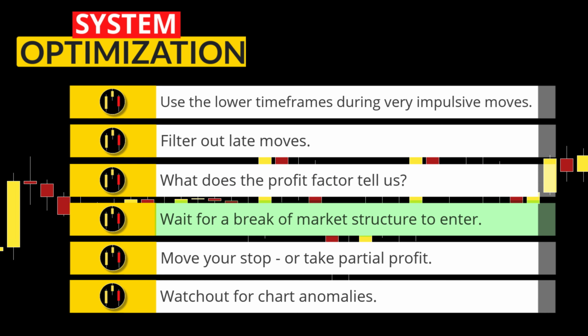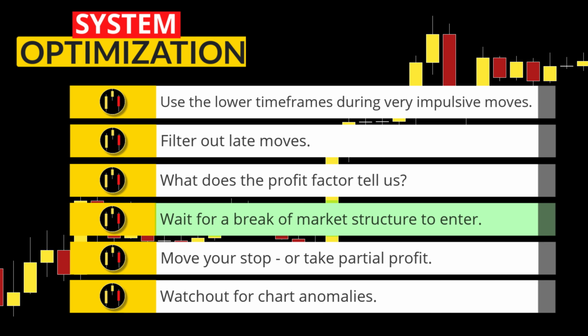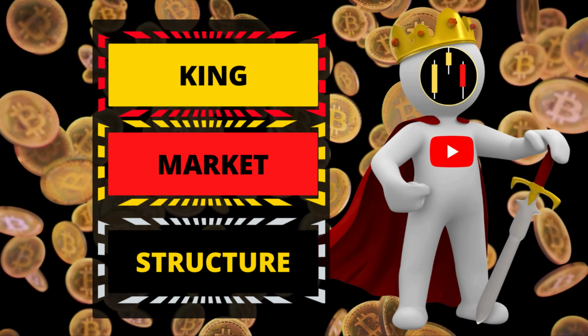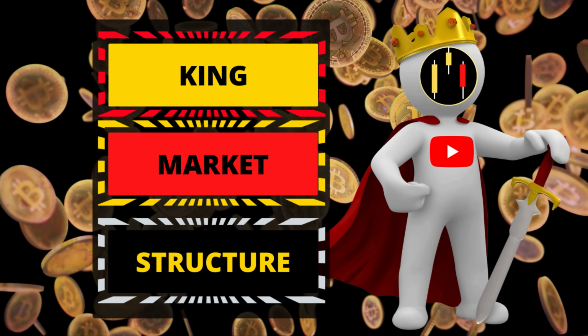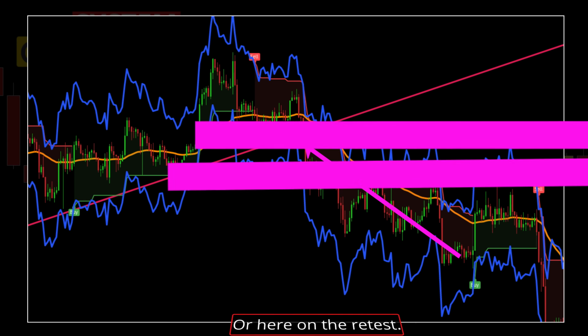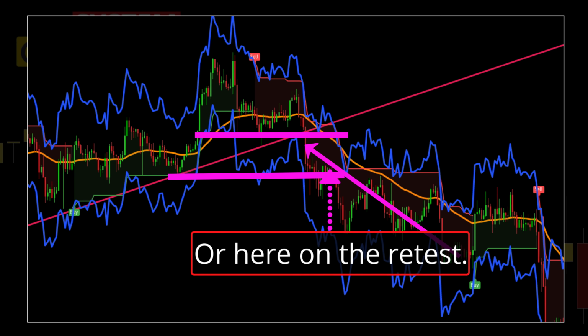Fourth, if you want to really take this system to the next level, you must incorporate market structure. These are 2 valid entries, but this candle is where I would enter. You can see this candle breaks the channel and crosses below the previous swing high. This is very similar to how I trade.